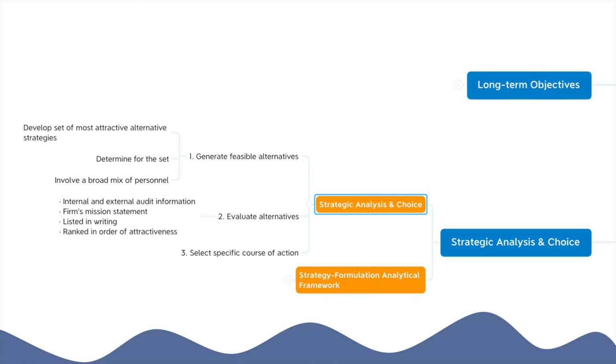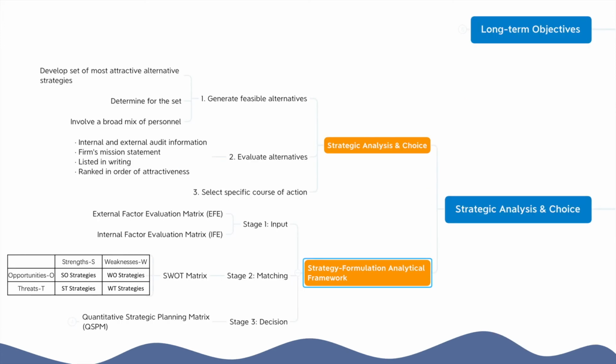We can see the steps clearer. First, generate feasible alternatives. Secondly, evaluate those alternatives. And finally, select a specific course of action. How to build a framework to analyze our formulated strategies? First, input our EFE and IFE information and then use SWOT matrix to match them.